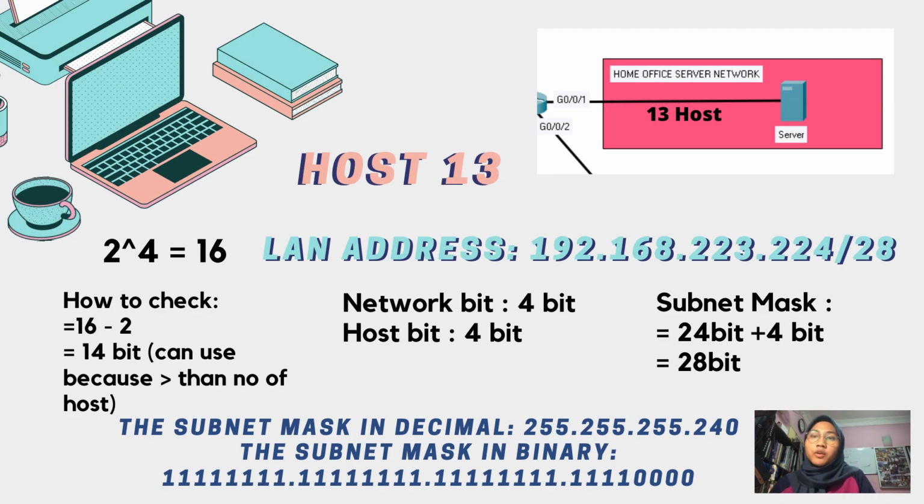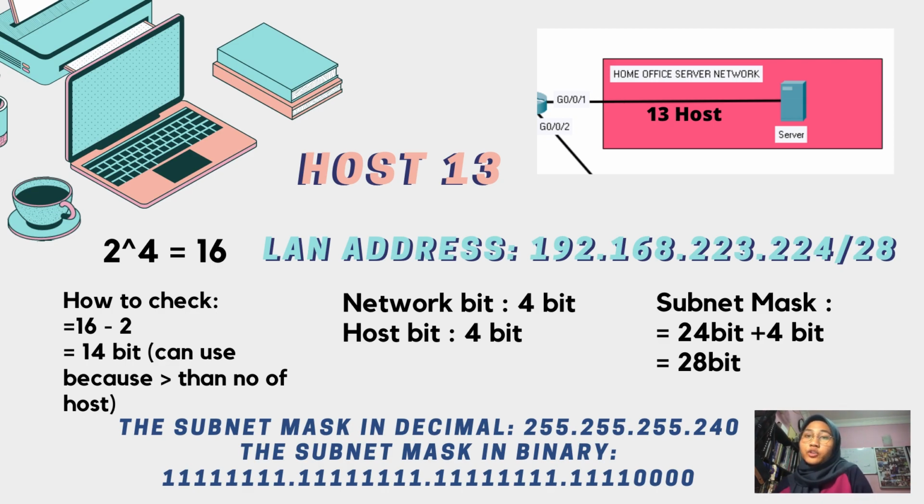Why I choose 2 power of 4? Because 2 power of 4 is equal to 16, and 16 minus 2 equals 14, which means that 14 is larger and closer to the number of 13, so it can be used for this host. Next, the network bit is equal to 4 bit and the host bit is also 4 bit.